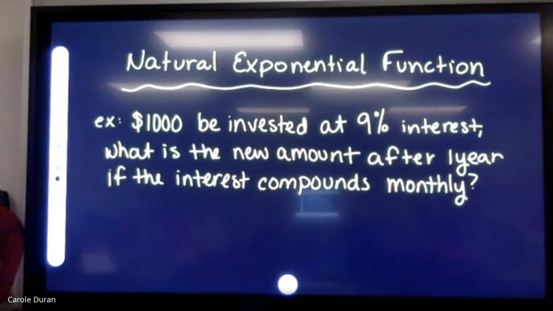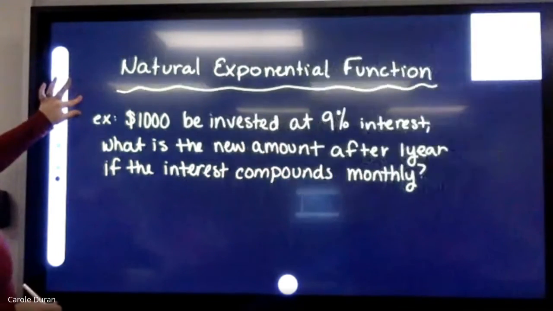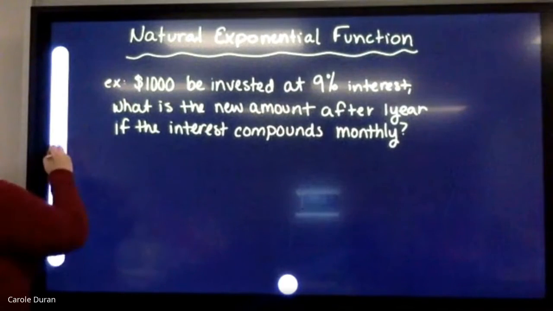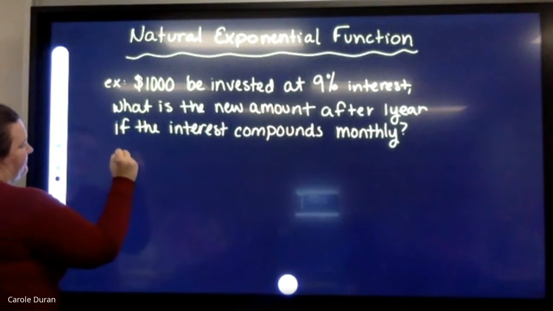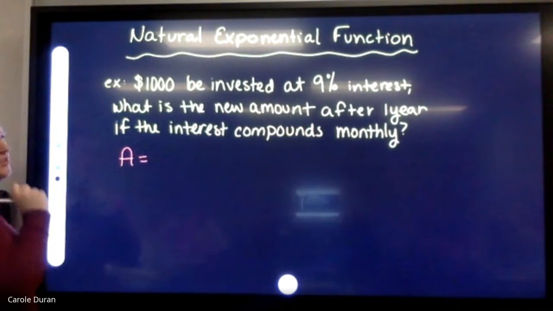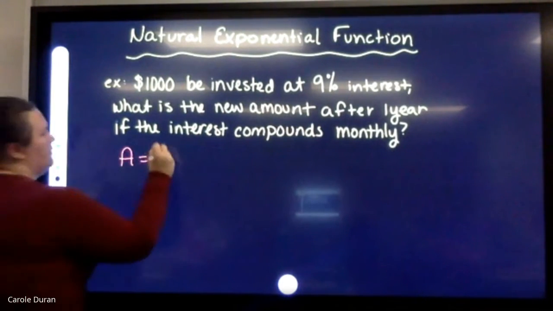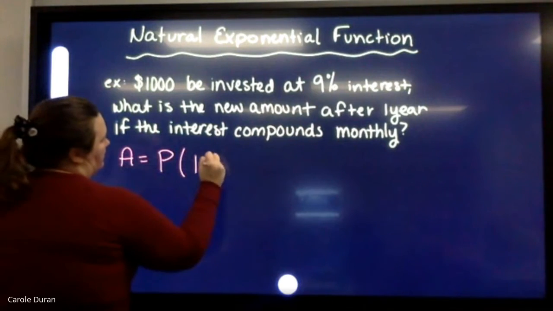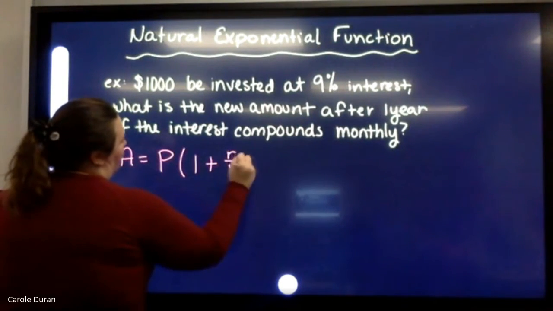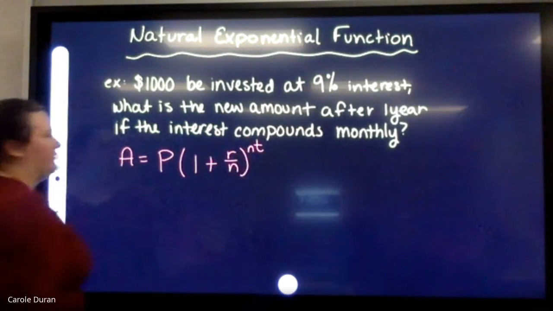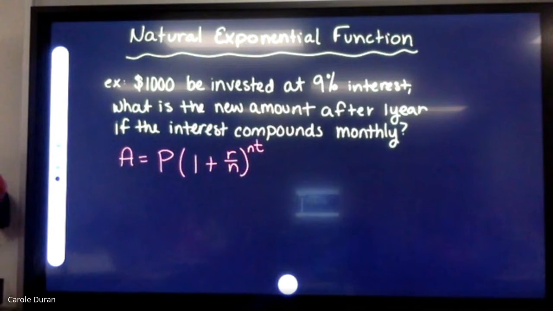So this is actually the same problem that we had on our notes yesterday, but we are going to expand upon it. So if I have a compound interest problem, what equation am I going to be using to solve it? Somebody tell me what it is. A equals, they'll give me the generic one first, P times 1 plus R over N to the NT power, right? That is our compound interest formula. It works every single time.